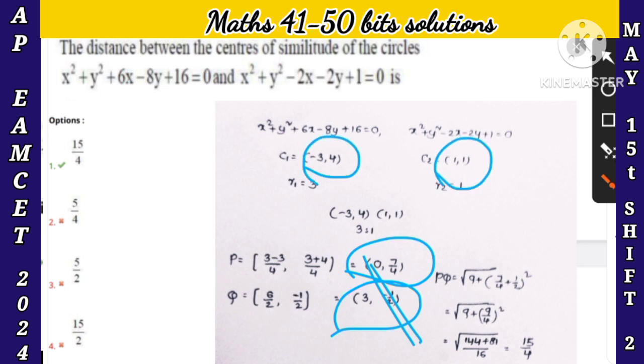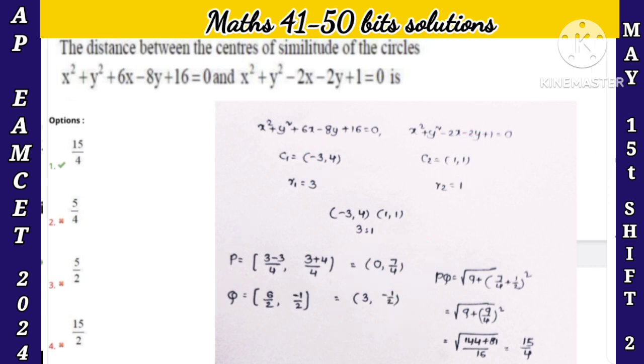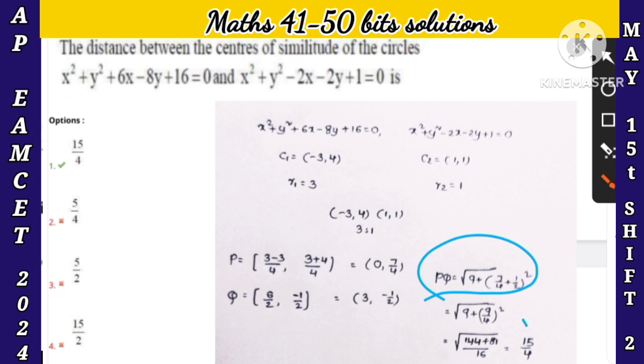So after finding the points P and Q, you get the values 0, 7 by 4 and 3, minus 1 by 2. So find the distance value. Distance is equal to PQ. The answer is 15 by 4, and that is nothing but the first option. Understand all of it? I will continue the remaining sums in the next class. Okay.